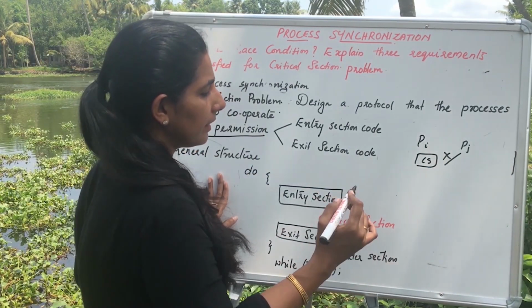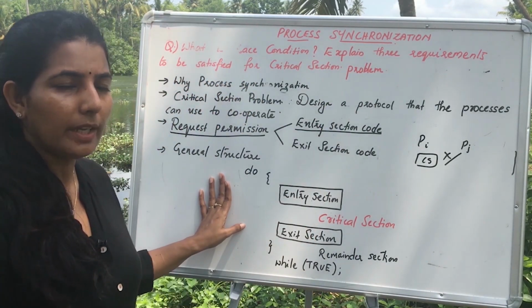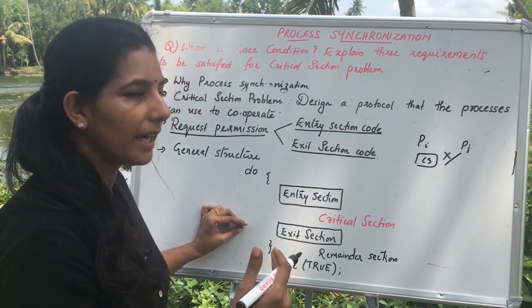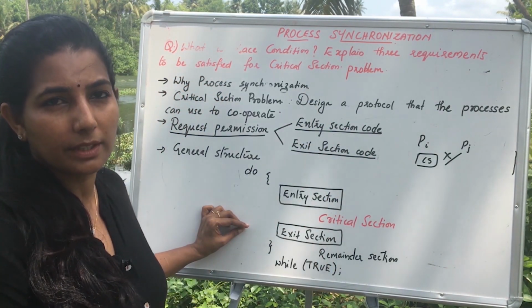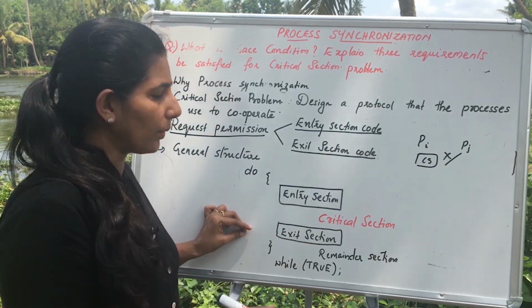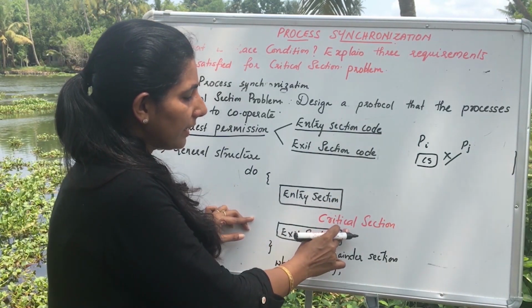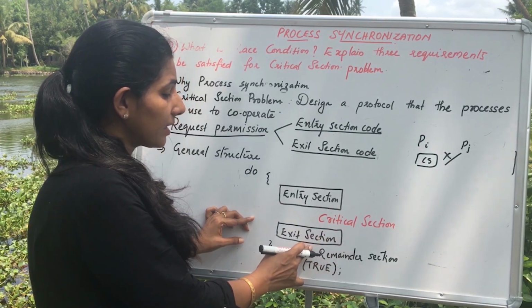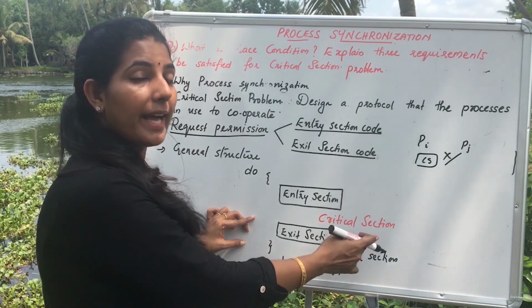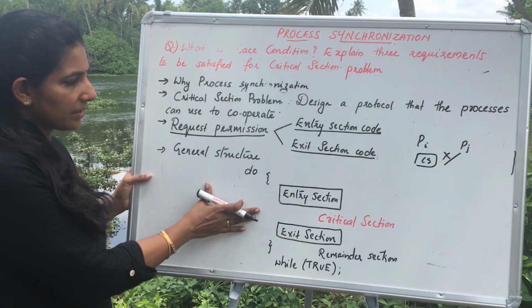So in order to enter a critical section, we have to run an entry section code, and when we finish the critical section, we have to run an exit section code so that the other process can enter into the critical section. So a process is allowed to enter into the critical section only if the entry section is valid, and once it executes the critical section, the exit section is executed so that it can enter into the remainder section as well as the other process can enter into the critical section. So this is the general structure.